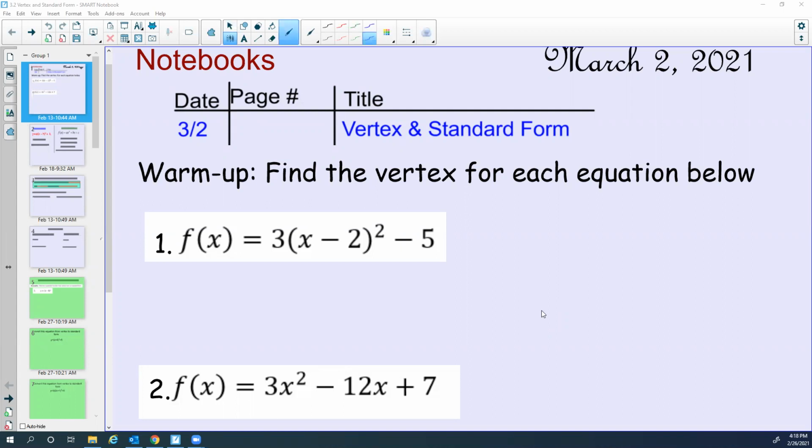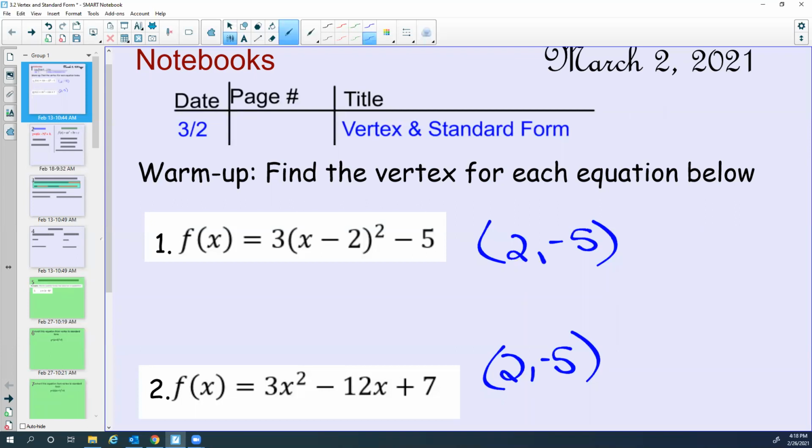All right, so the first vertex for this equation is positive 2, negative 5. You will see that the other one is positive 2, negative 5. Now notice both of these equations are written differently, but they come up with the same vertex. We're going to talk about today why that is.